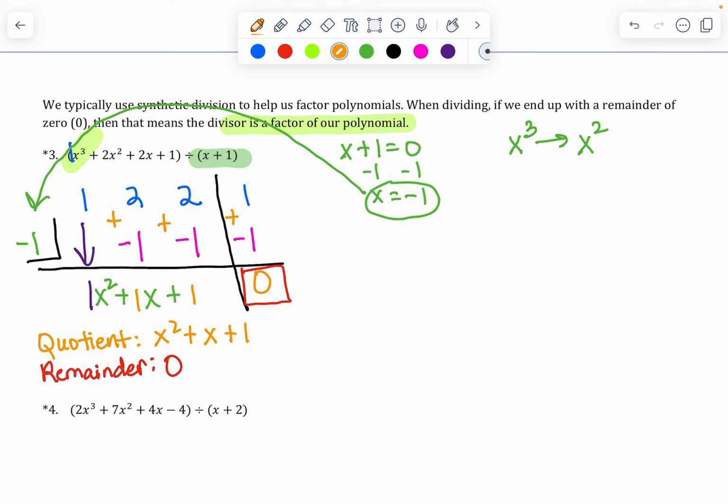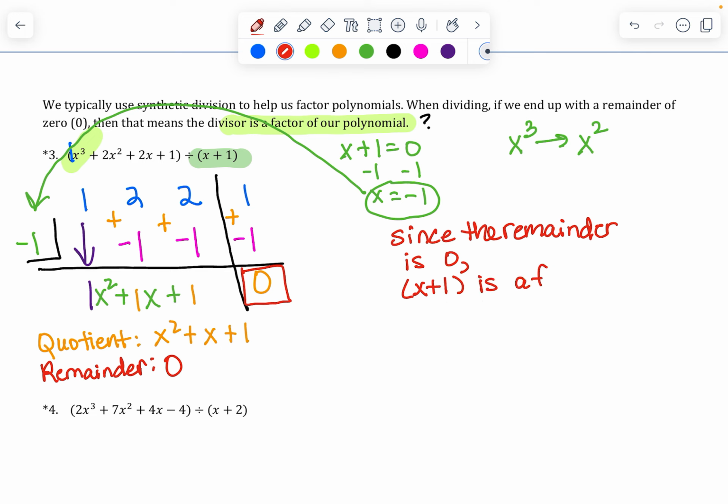Now they wanted to see if this is a factor. So it's like a question. Well, it is. Since the remainder is 0, that means x plus 1 is a factor. So that is a factor of that. So it is a factor, okay, because of the 0.